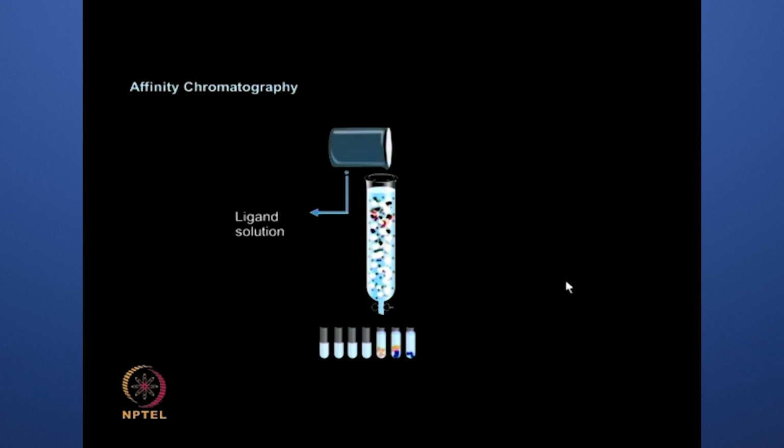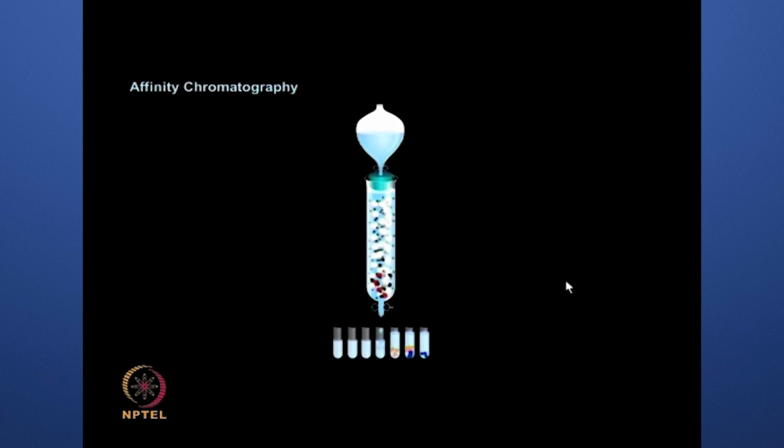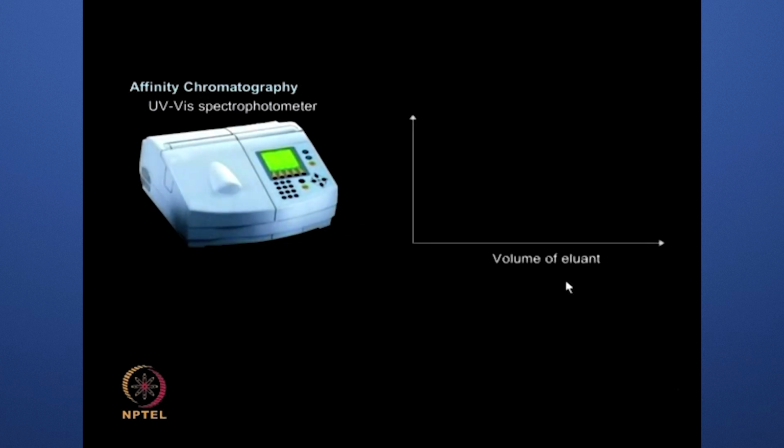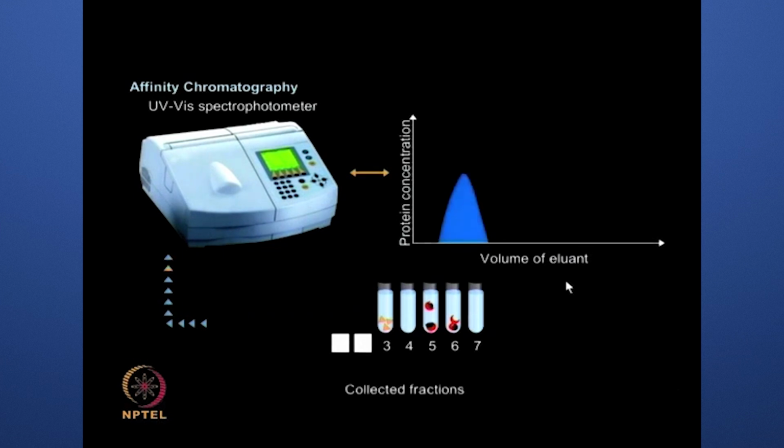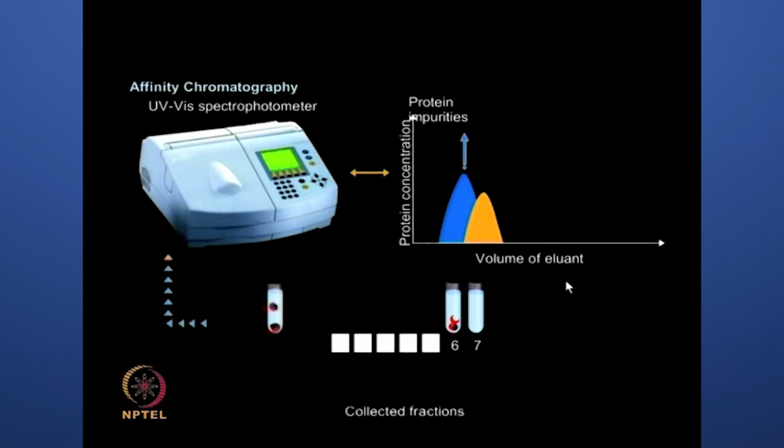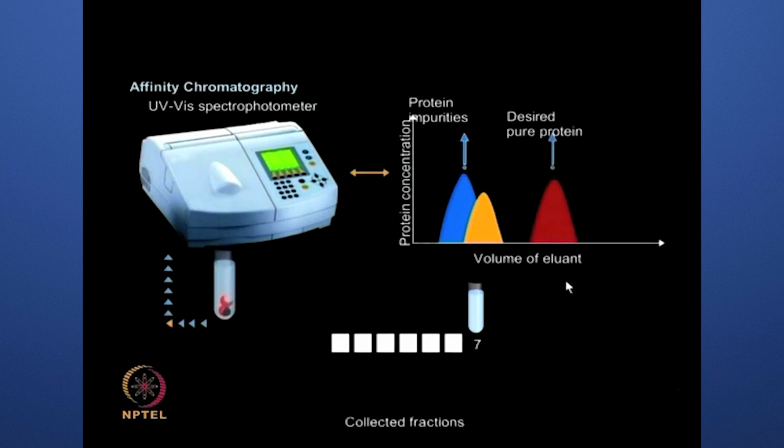After the column has been washed thoroughly, the protein of interest is eluted by passing a ligand solution which binds to the matrix-bound protein and removes it from the column. The fractions are then analyzed for their protein content using a UV-visible spectrophotometer at 280 nanometers. A graph of eluent volume versus protein concentration can then be plotted.